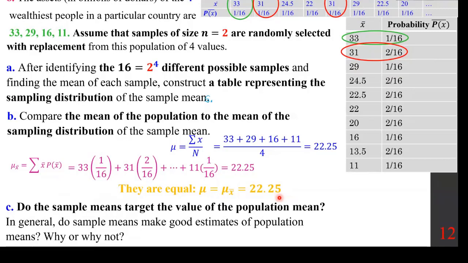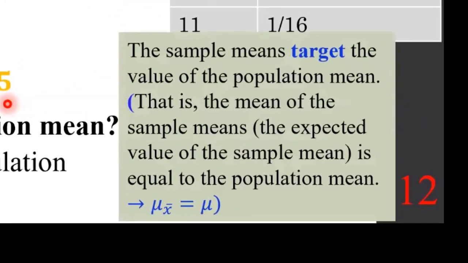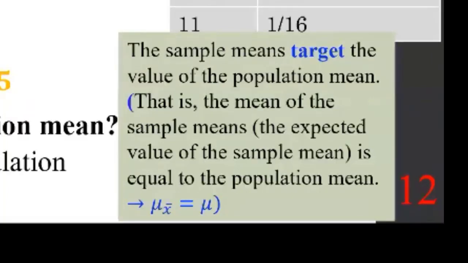Do the sample means target the value of the population mean? In general, do sample means make good estimates of population means? Why or why not? The sample means target the value of the population mean. That is, the mean of the sample means, the expected value of the sample means, is equal to the population mean. Mu of x bar, we showed, is equal to mu, and therefore it makes it a good estimator.